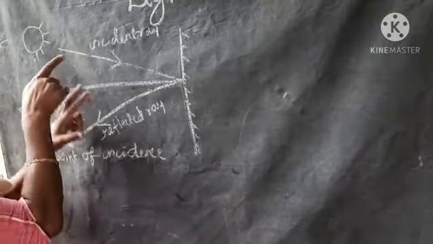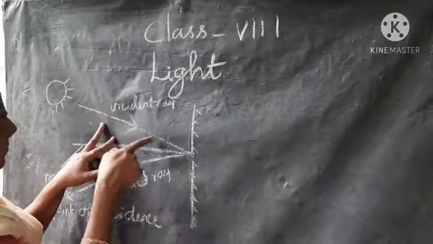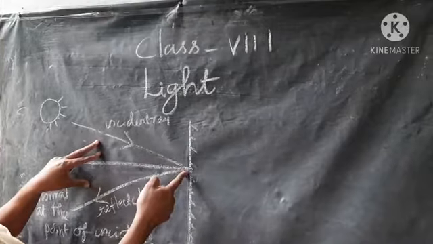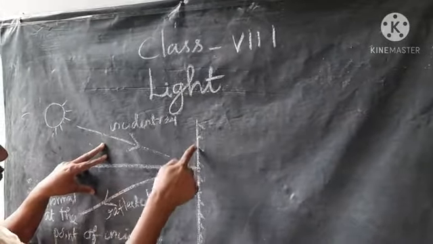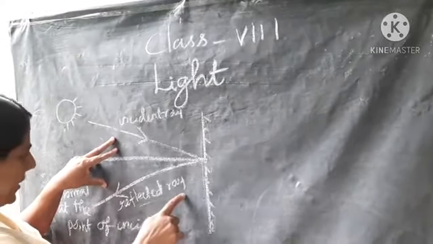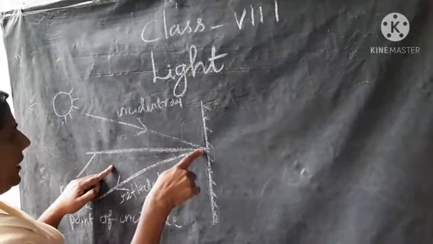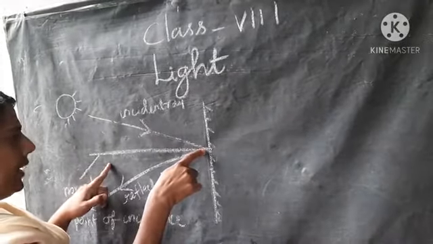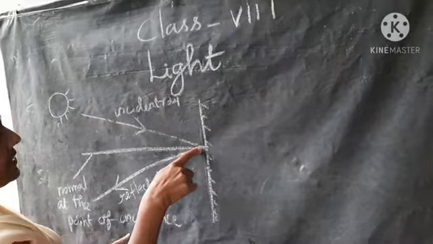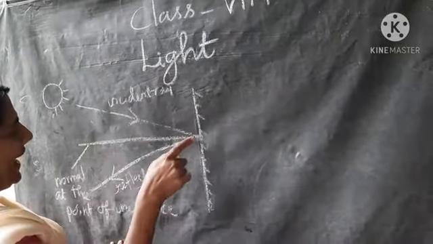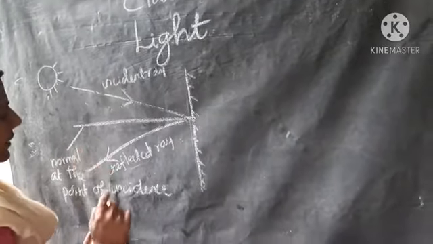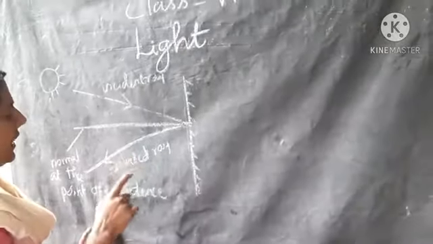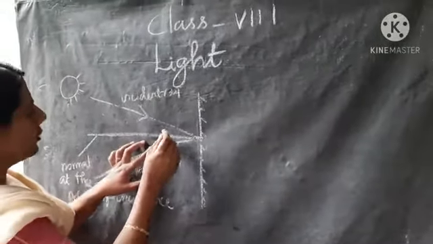Hope you understood. The light ray which comes from the object is the incident ray. The ray which reflects back after falling on a smooth polished surface is called the reflected ray. The normal at the point of incidence is the perpendicular line between incident and reflected ray. Okay, these are the three terms. Now another one we are going to see.